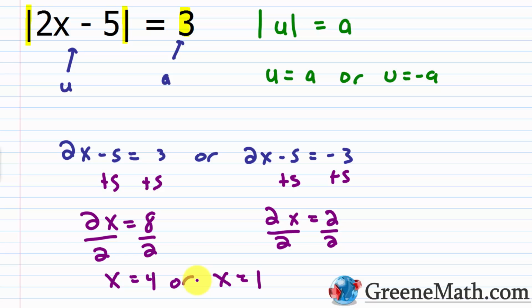Now you can easily check that. You could plug in a 4 for x there. 2 times 4 is 8, and 8 minus 5 is 3. So you get the absolute value of 3, which is 3, so that works. The other scenario is going to give you the absolute value of negative 3, which is also 3. If I plug in a 1 for x, 2 times 1 is 2, and 2 minus 5 is negative 3. Again, the absolute value of negative 3 is also 3, so this works as well.